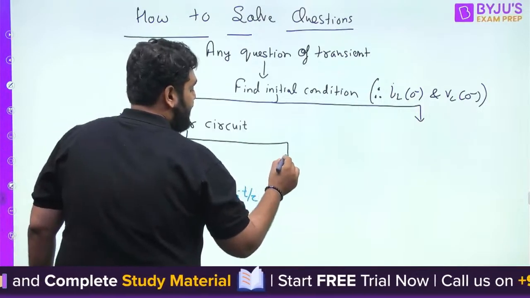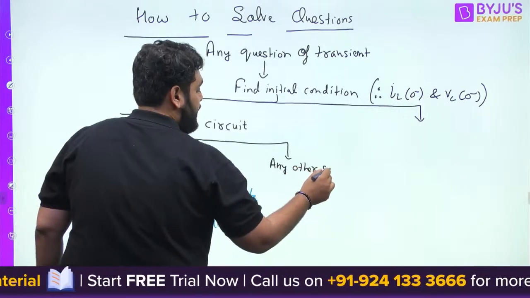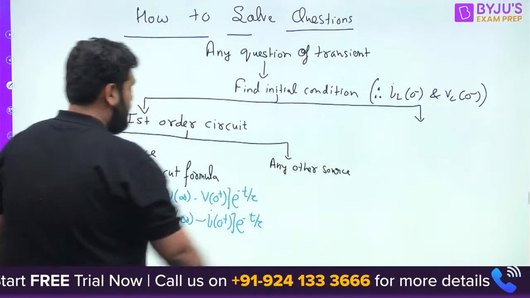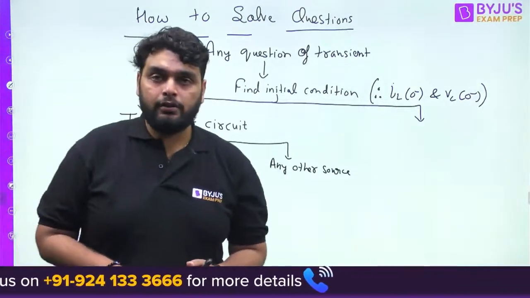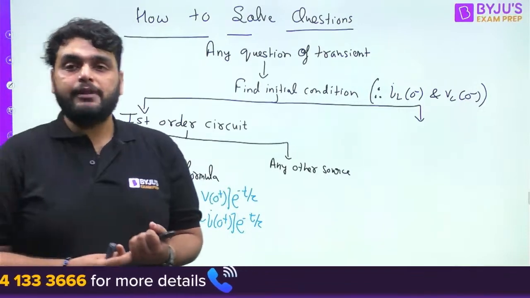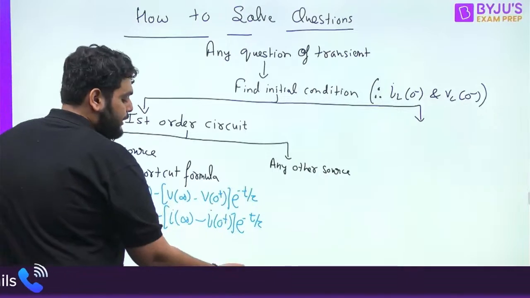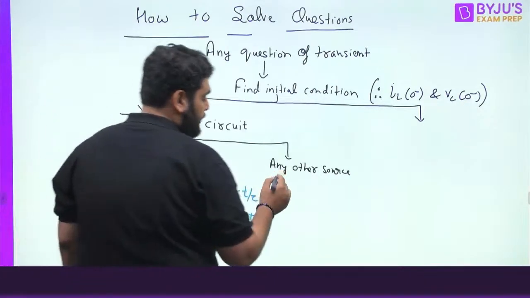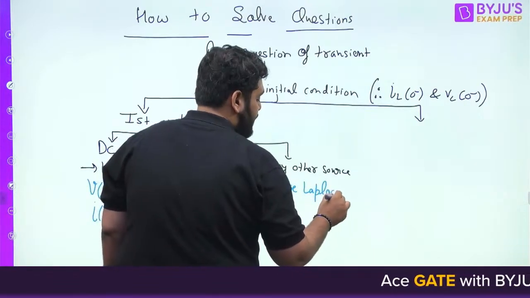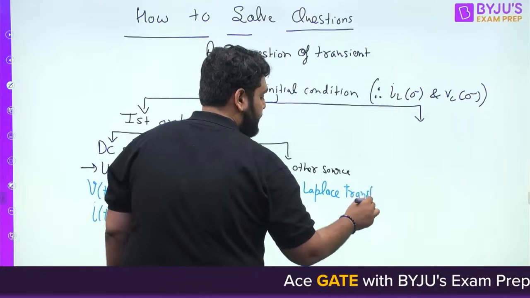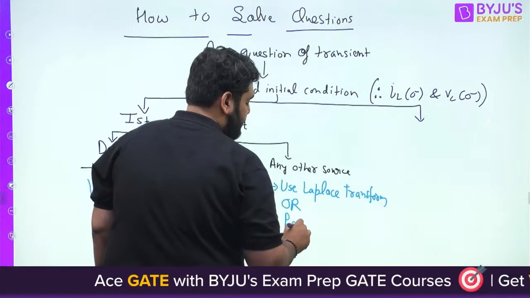Now, if you have any other source, for example, here we have a DC source. Any other source means we can have an exponential source, a step signal, a ramp signal, or an AC source. If you have any other source, then you cannot use the shortcut formula. You have to use the Laplace transform method, or you can use the partial differential method.